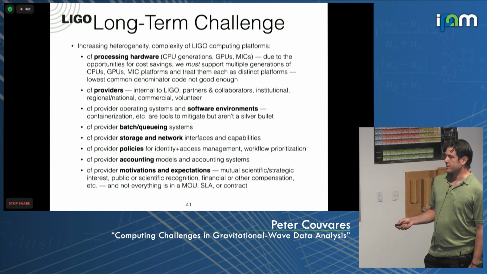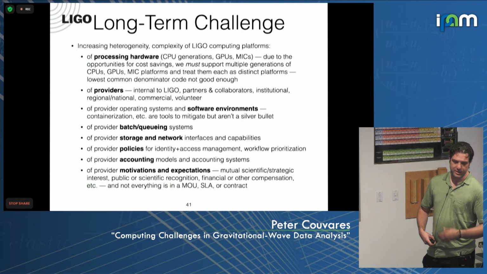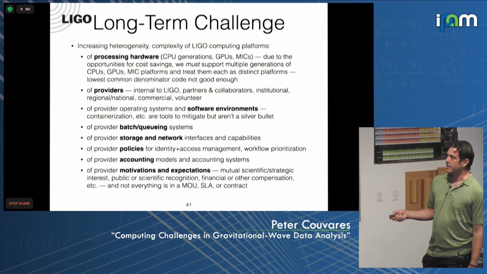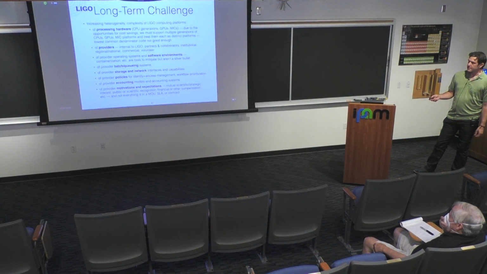Heterogeneity of software environments. If you run your own machine, you decide what operating system it runs, but we now have 14 different flavors of Linux we have to support. There's containers, there's virtual machines, all of which you kind of have to know you're running on, especially if you're trying to optimize your code. Containers help mitigate this, but don't solve that problem.